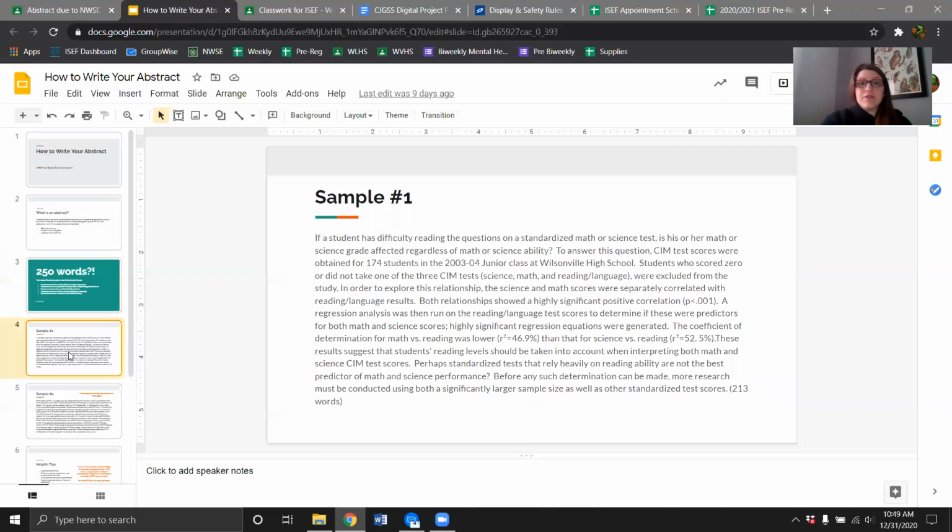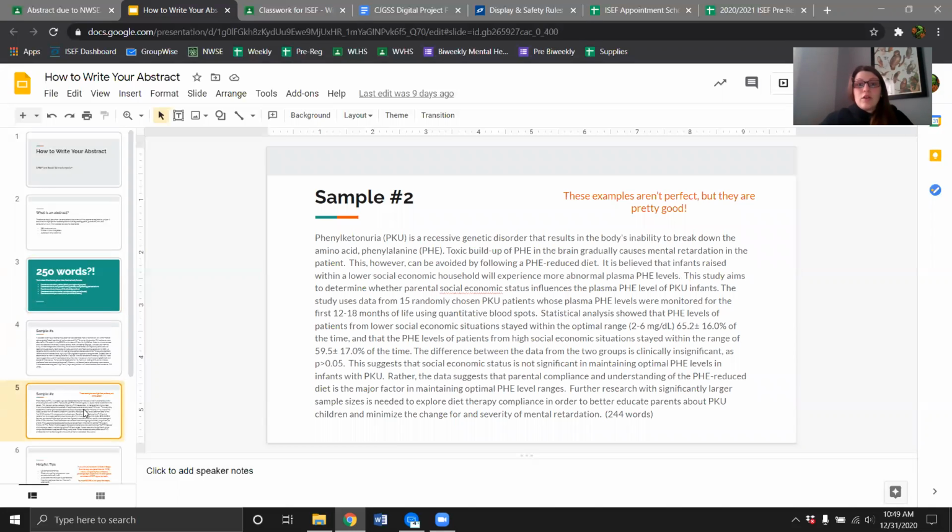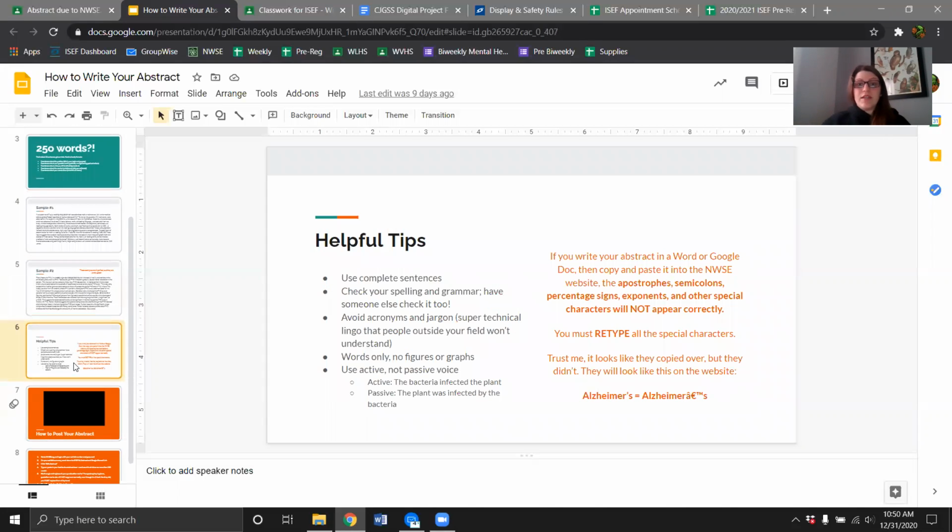Here in the next couple of slides, I provided a couple of examples that I suggest that you read. They are very different projects. We have some that are about science test scores, and we have a second one that is all about a recessive genetic disorder. Read these, get an idea of how they phrased their abstract, and then see if you can write something for yourself. Here's some helpful tips.